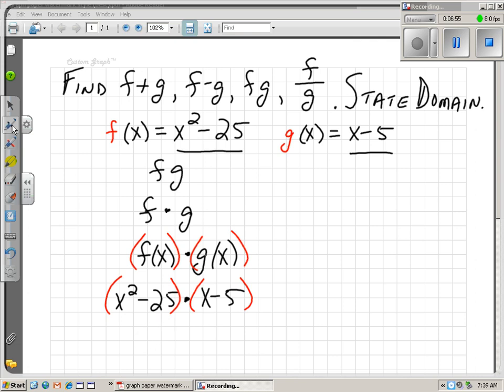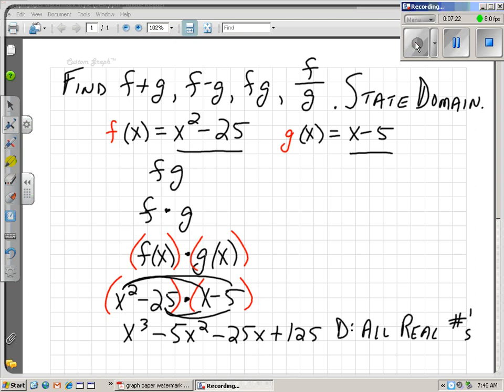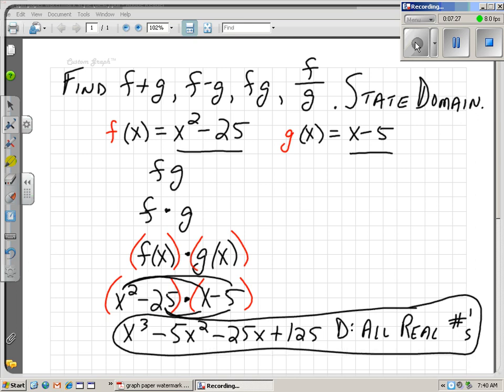I'm going to do my x squared times my x, that's x cubed. And then my x squared times my -5, that's going to be a negative 5x squared. And then my negative 25 times my x, that's going to be a negative 25x. And then my negative 25 times my -5, that's going to be a positive 125. And I look for like terms. I don't see any like terms I can add together. And guess what? Our domain is all real numbers again. Because we can cube any number, we can square any number, we can put any number in for x. I can't think of a single number that we cannot use.